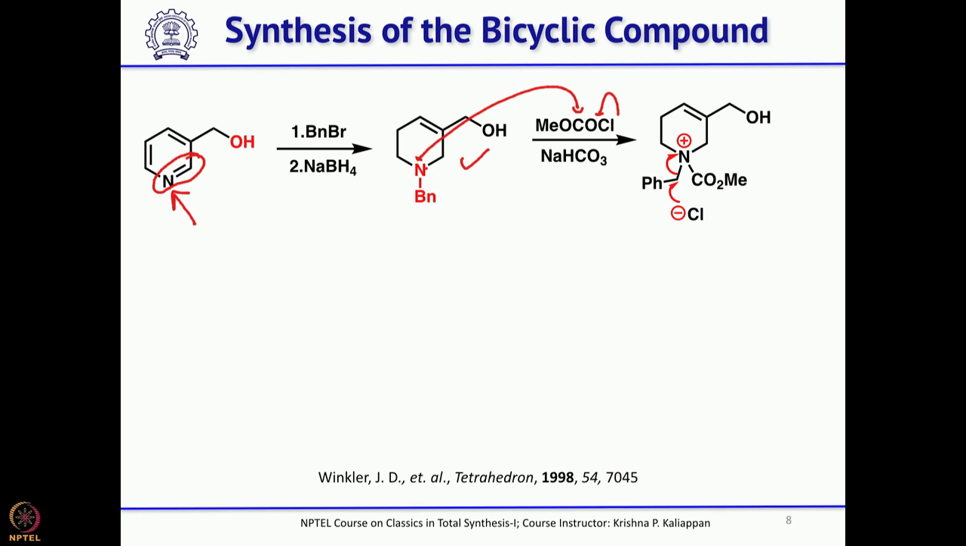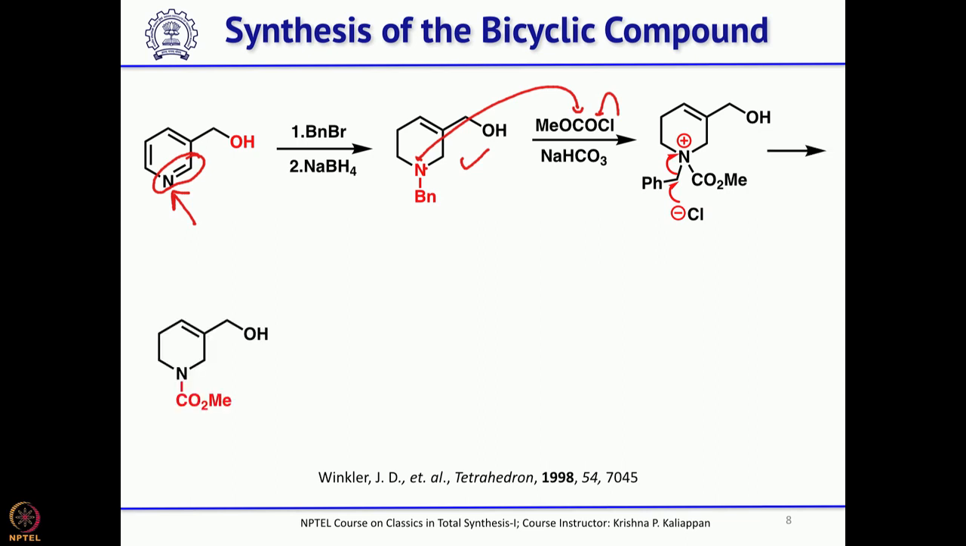This is the first intermediate, the nitrogen attacking the carbonyl and chlorine coming out. Now the chloride which comes out attacks the benzylic carbon and breaks the CN bond, so that nitrogen will now be neutralized. So in the process what happens? The chloromethyl formate removes the benzyl group as benzyl chloride.